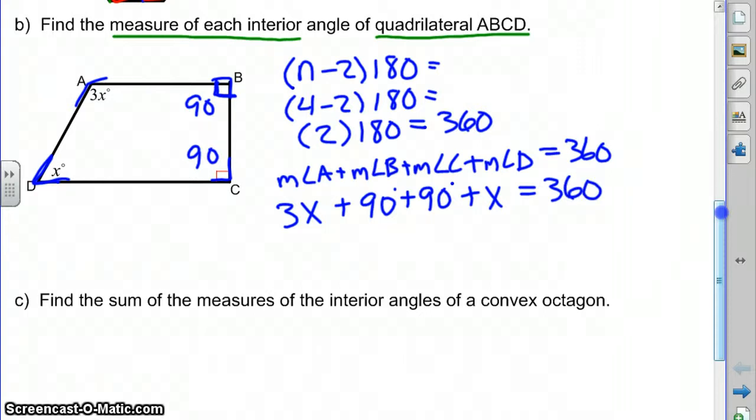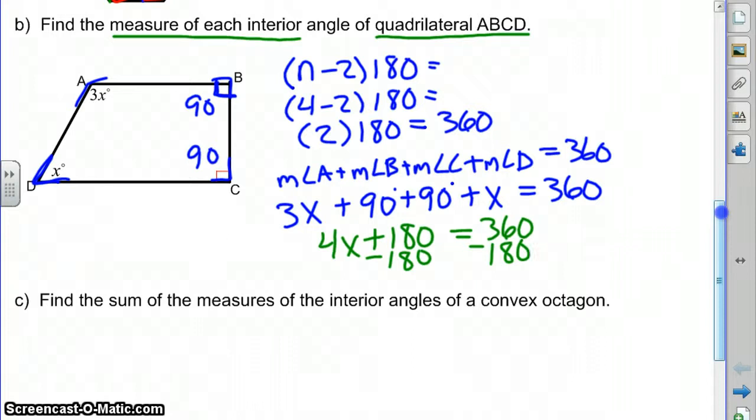Now I can combine like terms. 90 plus 90 is 180 degrees. 3x plus x is 4x. So I've reduced my left side of my equation. That is all equal to 360 degrees. I can subtract 180. That leaves me with 4x is equal to 180 degrees. I'm running out of room, but I will divide both sides by 4, and that will leave me with a solution of x is equal to 45 degrees.